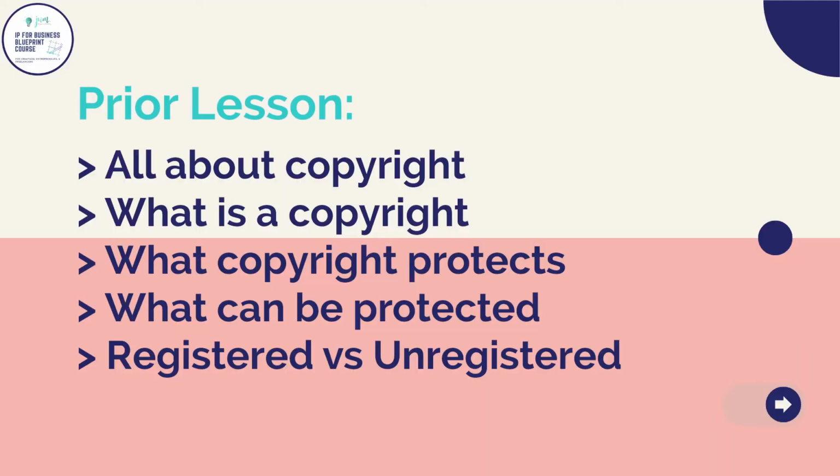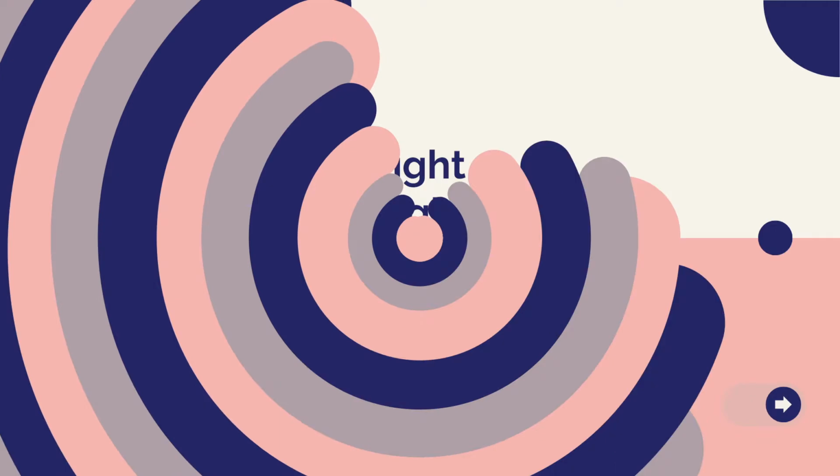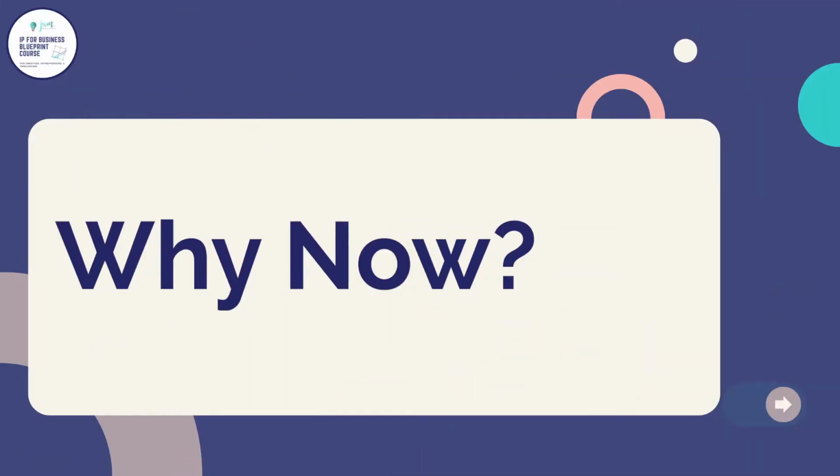Before we move into this lesson, make sure that you've watched the prior lesson where I discussed copyrights, what they are, what can be copyrighted, and the difference between a registered and unregistered copyright. Why now? Just because you create copyrighted materials, whether it's a photograph, a novel, computer software, video, song, doesn't mean that you are equipped to maximize the potential profits from it.